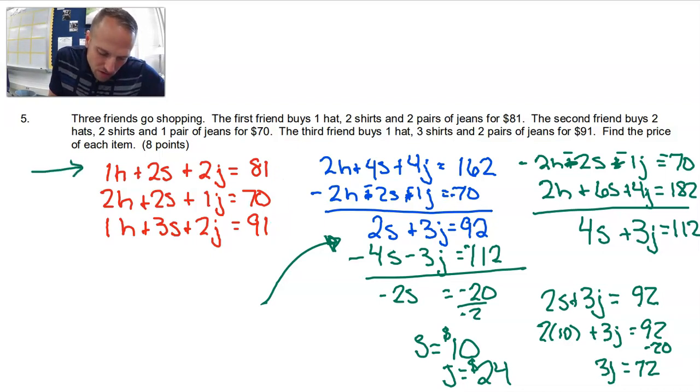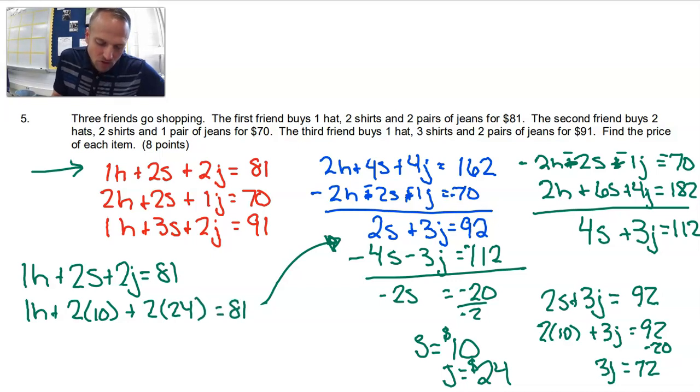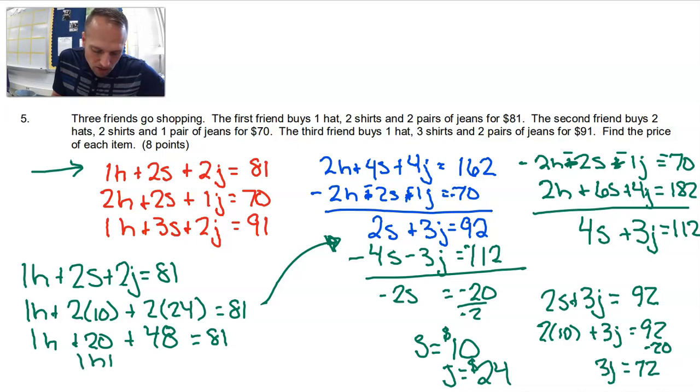I'm going to choose the easiest one that I think is easiest. 1h plus 2s plus 2j equals 81. And I know s is 10, so I've got 1h plus 2 times 10 plus 2 times j, which is 24, equals 81. And let's just simplify this. 1h plus 20 plus 48 equals 81. Okay, so 20 plus 48 is going to be 1h plus 68 equals 81.